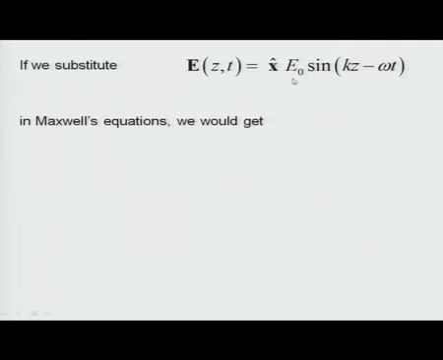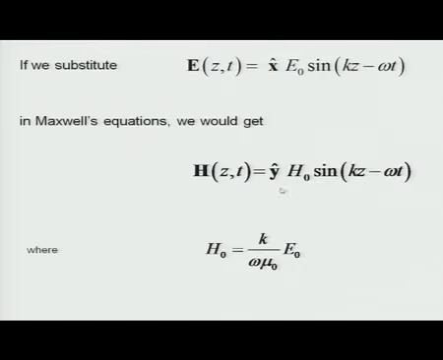So, if we substitute an equation of this type in Maxwell's equations, we would get that the magnetic field will be in the y direction and will have the same z and time dependence as the electric field, where the amplitude of the magnetic field H0 is given by k divided by omega mu 0. As we had discussed in the previous lecture, k is equal to 2 pi by lambda and omega is equal to 2 pi nu. Lambda is the wavelength and nu is the frequency, and mu naught represents the magnetic permeability of free space.